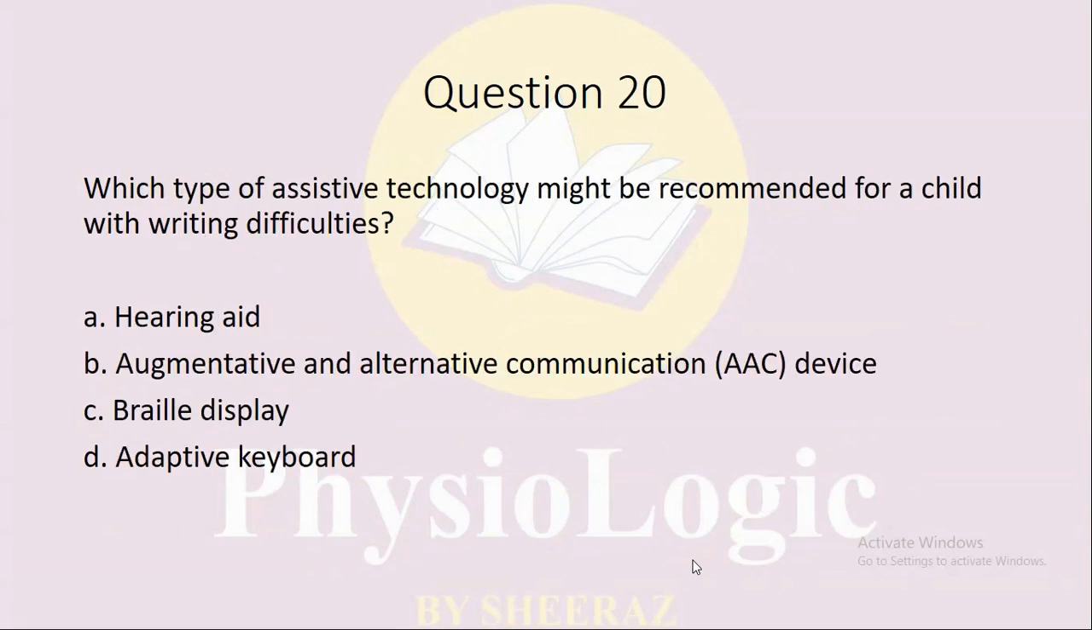Question number 20. Which type of assistive technology might be recommended for a child with writing difficulties? Option A, hearing aid. Option B, augmentative and alternative communication device. Option C, braille display. And option D, adaptive keyboard. And the correct option is option D, adaptive keyboard.